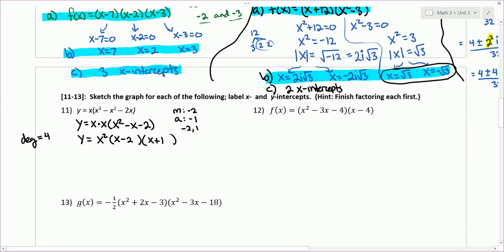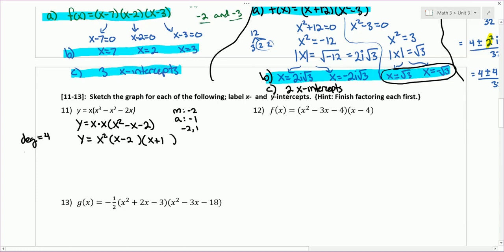X squared carries a degree 2. The x minus 2 carries a degree of 1. And the x plus 1 carries a degree of 1. So you add the degrees of their factors up, 2 plus 1 plus 1, to get the degree of your total polynomial. The reason this is degree 4 is if we multiplied everything out, we would start with an x to the 4th, and that's where we get our degree from.